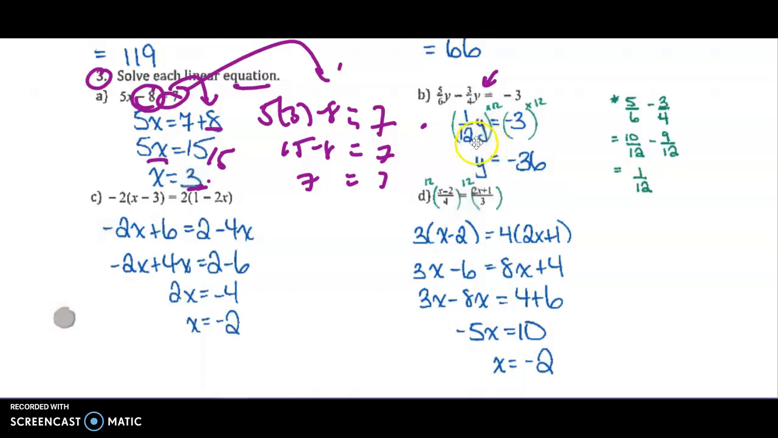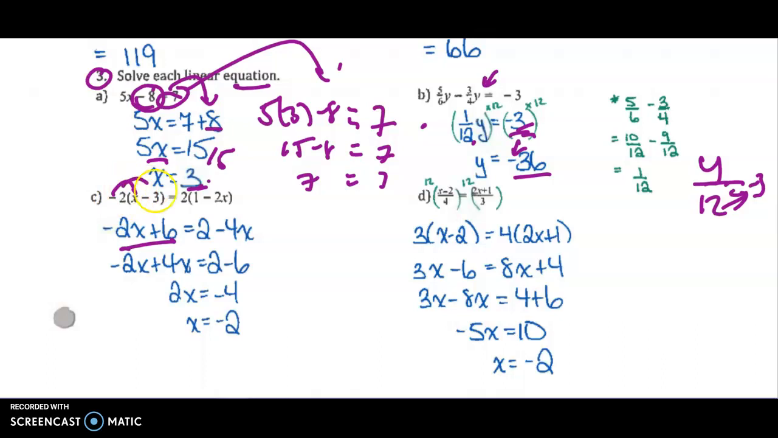To get rid of a fraction, 1/12 y is the same as y over 12. To get rid of that, you'd multiply each side by 12. Another way to look at it is to say that y over 12 is equal to -3. Then you multiply to get rid of the 12. And when you do that, remember that this is -3. Keep that negative.